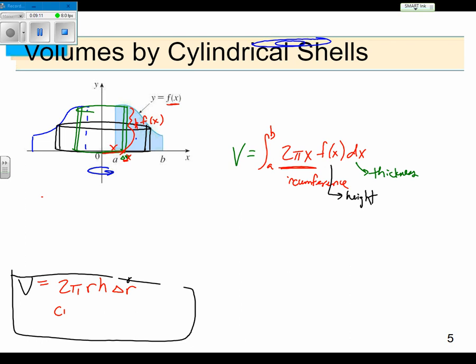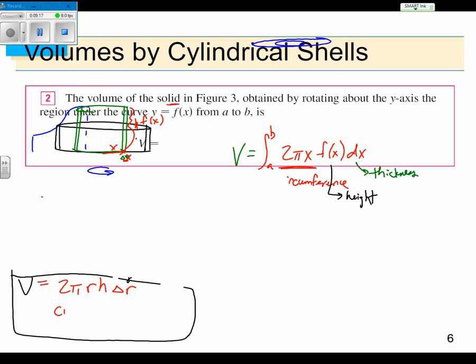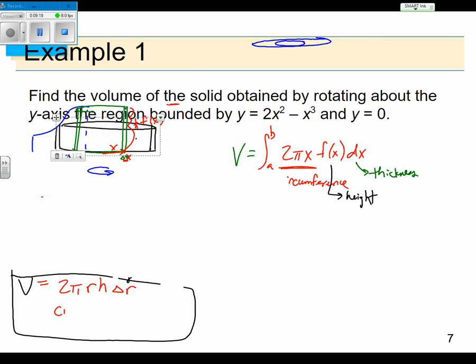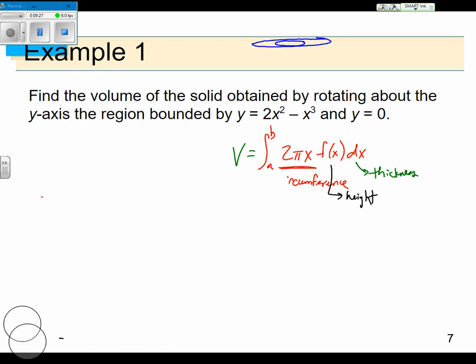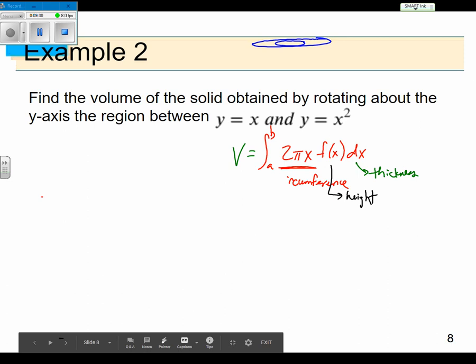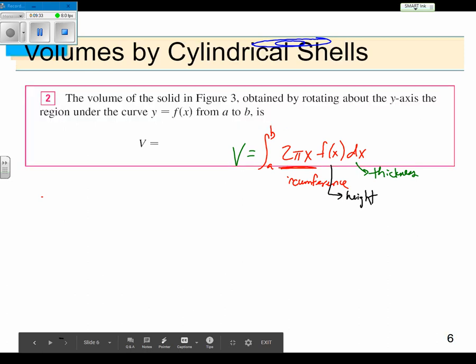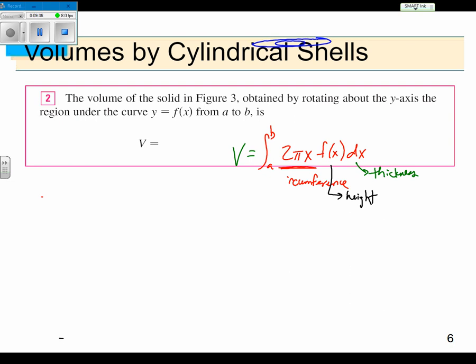That was pretty cool. I didn't even imagine it moving like that, but it did. And that's what this slide's talking about. So all of this, if I'm finding the volume of a solid, then I'm rotating about the y-axis. The region under the curve from A to B is going to be able to be found using this formula right here. Okay.